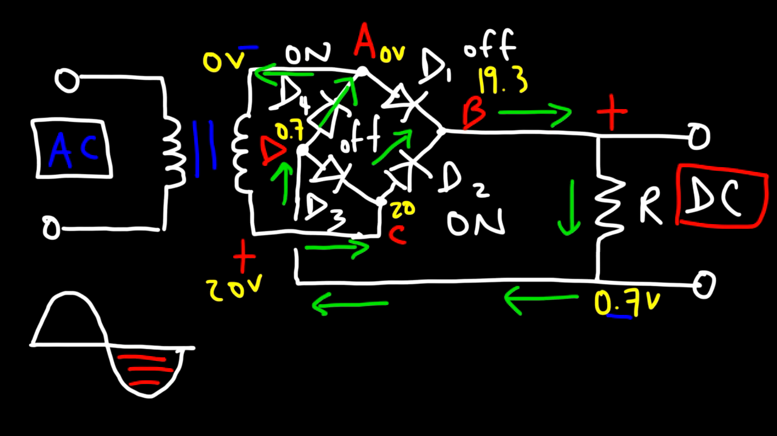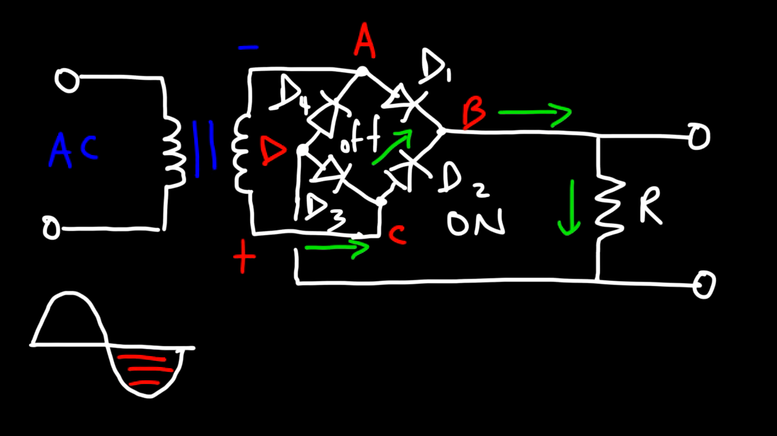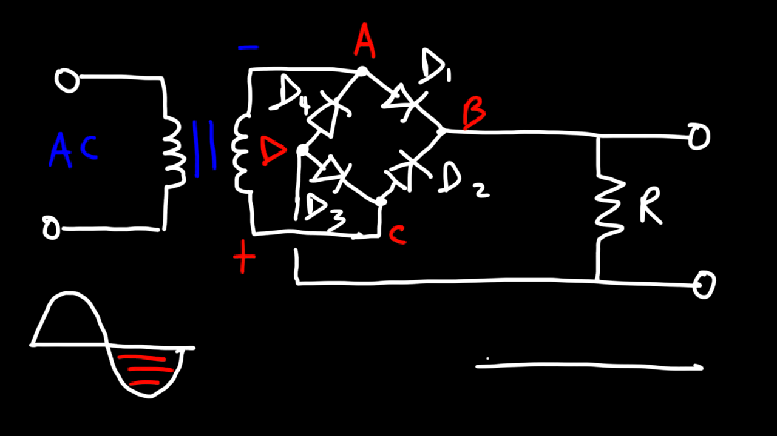And so that's going to be the flow of conventional current in this circuit during the negative half cycle. Now what type of wave will we get at the output of this circuit? How will it look like? So at the output, we're going to get a pulsating DC signal that looks like this.